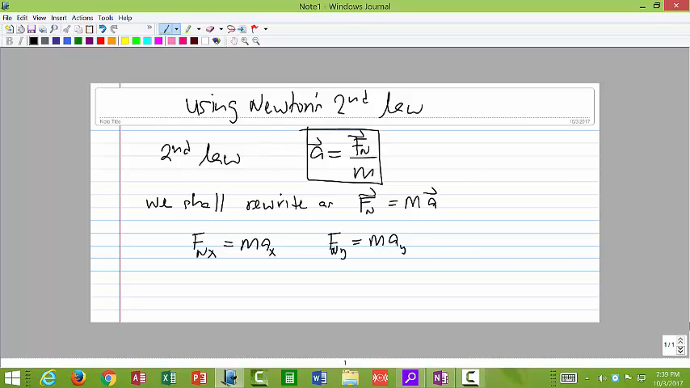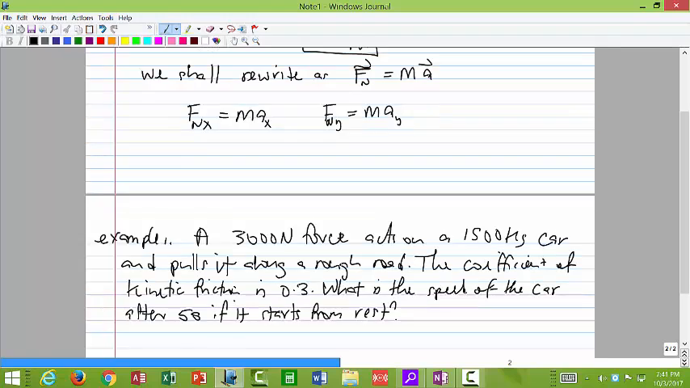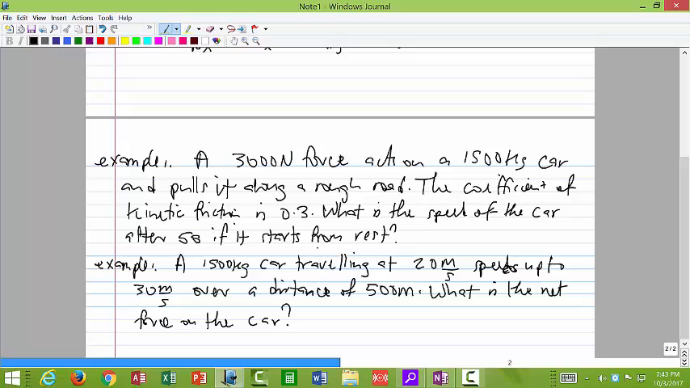So when we do our problems in 2 dimensions, we can consider the x and y components of acceleration. Let's try some examples of that in kinematics. We can say that a 3,000 Newton force acts on a 1,500 kilogram car. I'll give you a second example while you're working on that. Okay, so we have 2 exercises that we can look at.